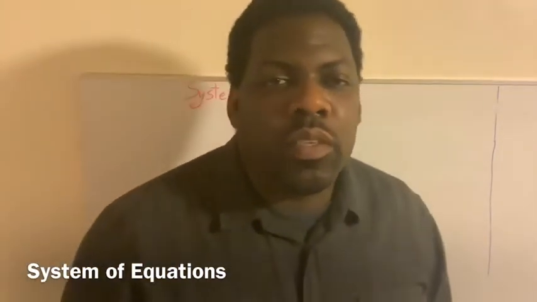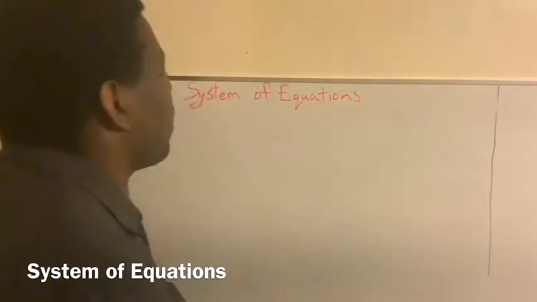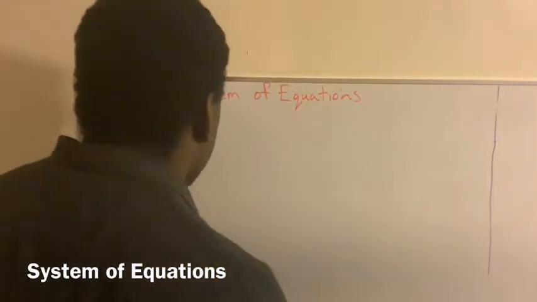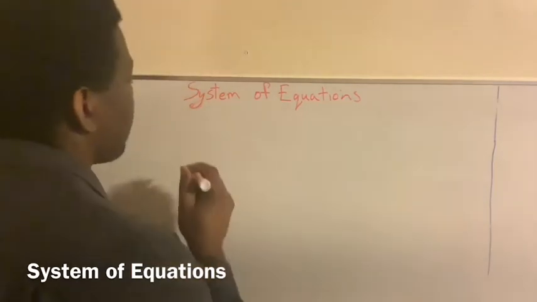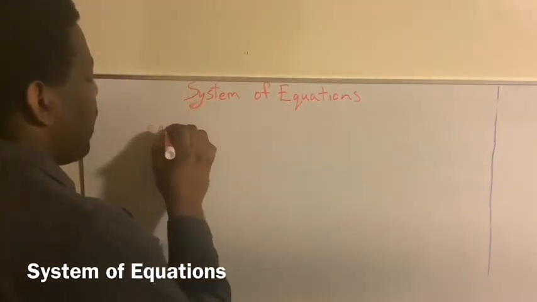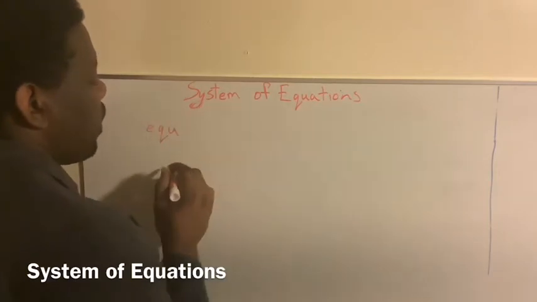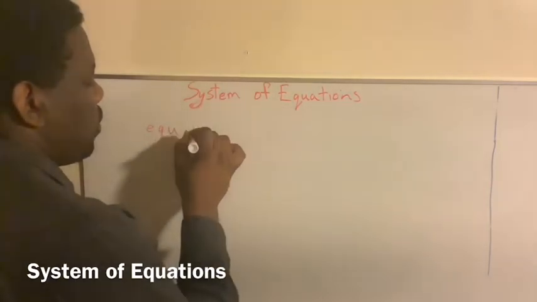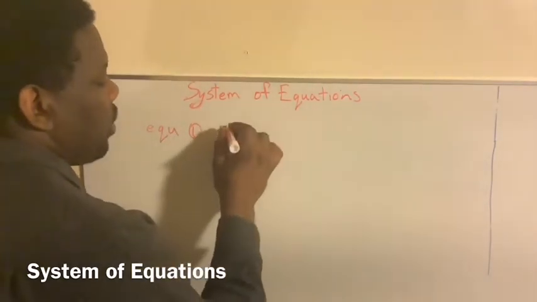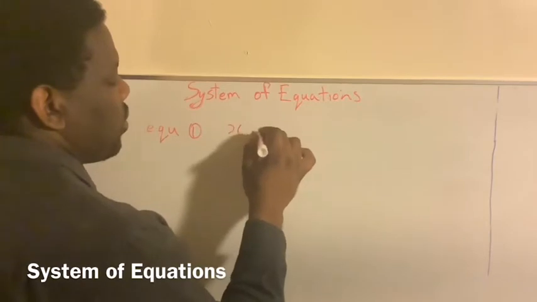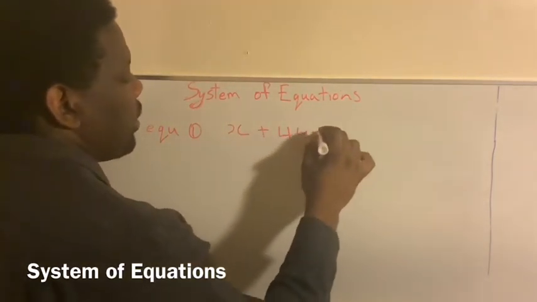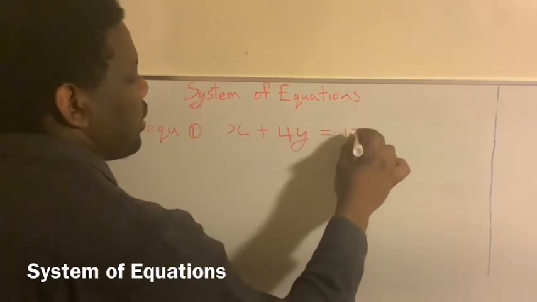Hi, today we are going to be discussing system of equations. We are given a pair of equations. Let's call this equation 1, EQU for short: x plus 4y is equal to 17.